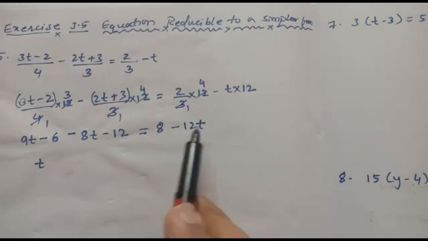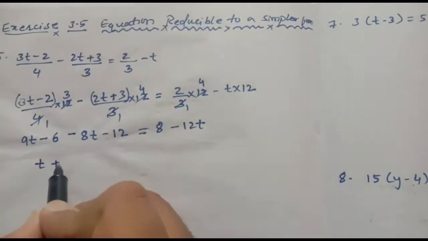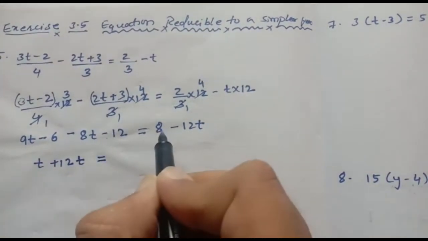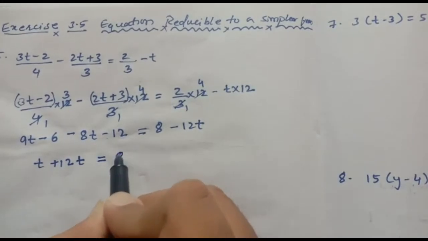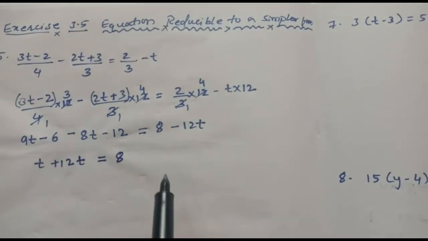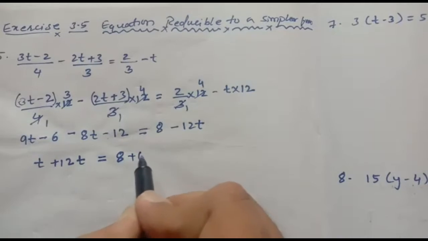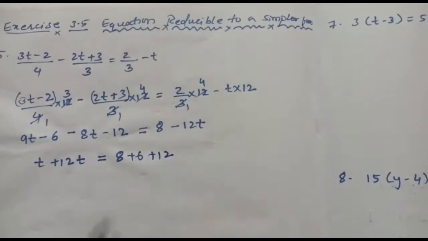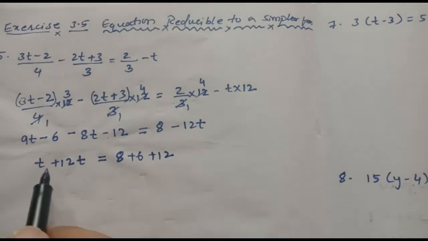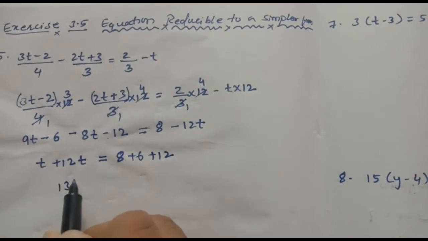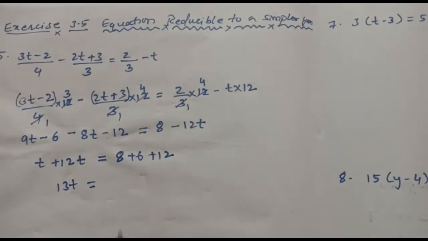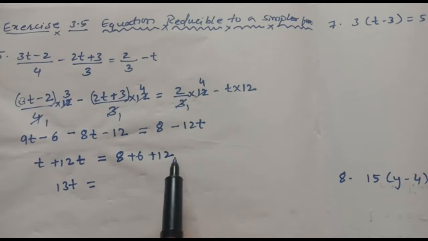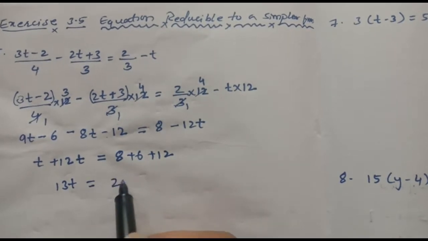Transfer minus 12t to left hand side, it will be plus 12t is equal to this 8 as it is. Transfer minus 6 to right hand side, it will be plus 6. Then minus 12 also to right hand side, it will be plus 12. Now t plus 12t is 13t is equal to 8 plus 6 is 14. 14 plus 12 is 26.